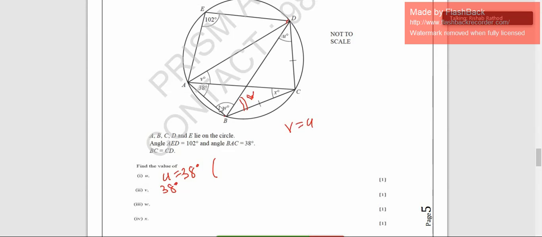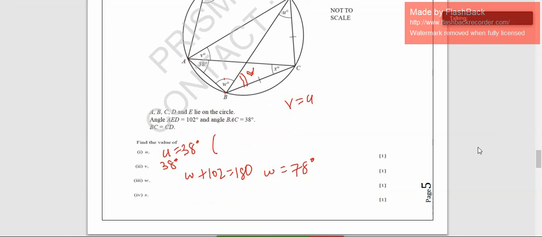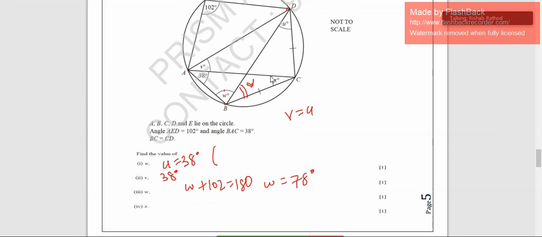W, 1, 2, 3, 4, cyclic quadrilateral. These are opposite angles. And I say W plus 102 is equal to 180. So W becomes 78. Correct? Yes. And X, this small angle.